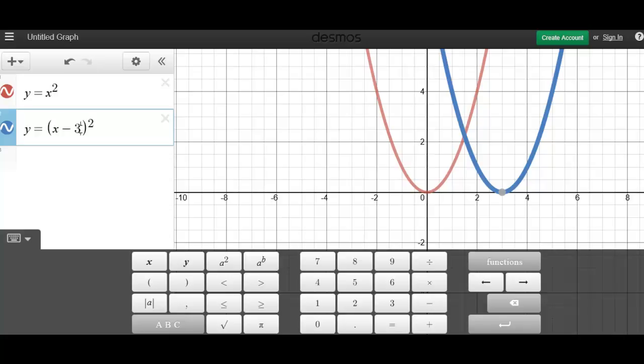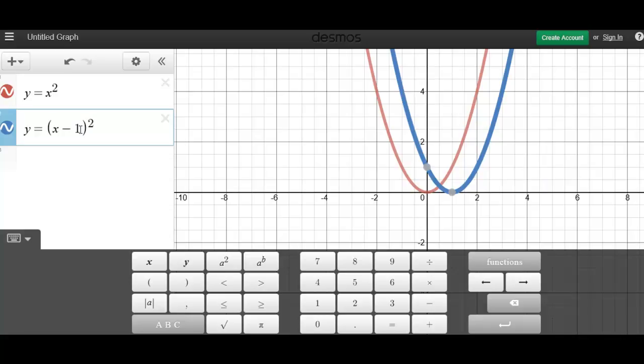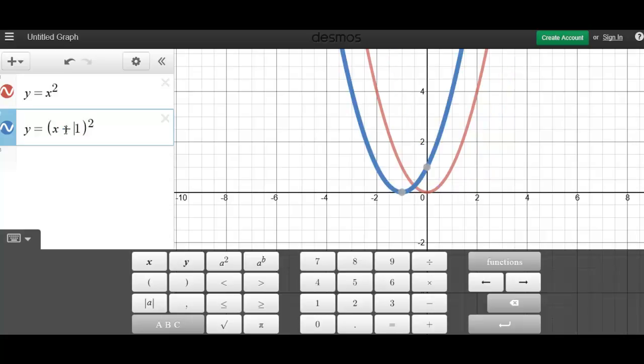Kind of cool, hey? I want to show you something else. I'm just going to put a 1 here. It's shifted over 1 to the right now. Well, I'm going to put a plus here instead of a minus. Most people would think plus is going to the right and minus is going to the left, but with parabolas, once they're inside brackets, it actually does the opposite of what you would think it would do. So I'm going to put a plus 1 there.